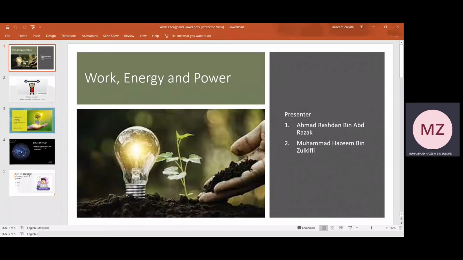Okay, the next one is energy. Define energy: energy is the potential or the ability to do work. We do work by using energy, so both work and energy are measured in joules. There are two types of energy. The first one is kinetic energy.